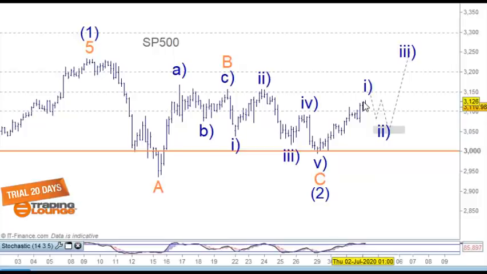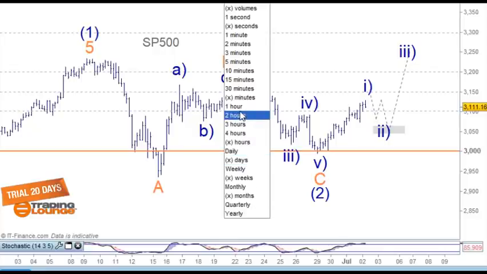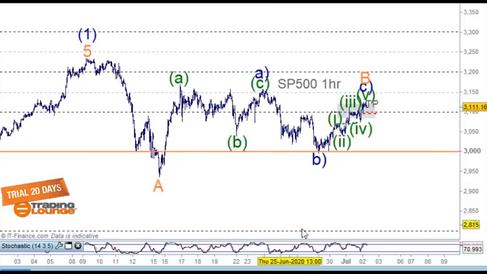As I mentioned, this is the 61.8% from the top to the bottom here. So it's also possible that this can just continue to the downside at that point there. So we need to be mindful of that. We're in a bit of a rock and a hard place here at the moment with this. So let's go in a little bit further here and look at the 1-hour chart.